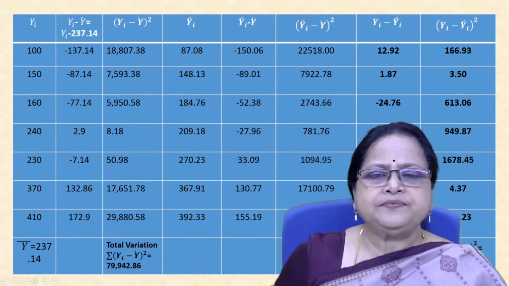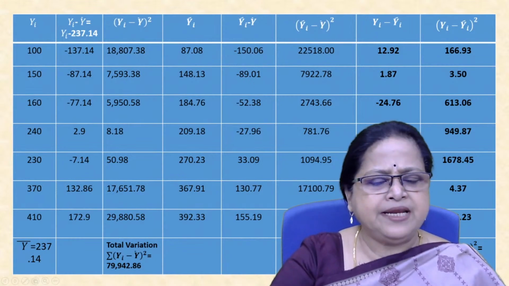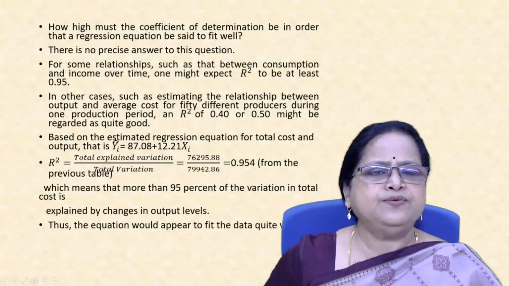Now yi hat, then you take the formula. From the formula, you get unexplained variation, total variation, explained variation, etc. Now that can be used here.